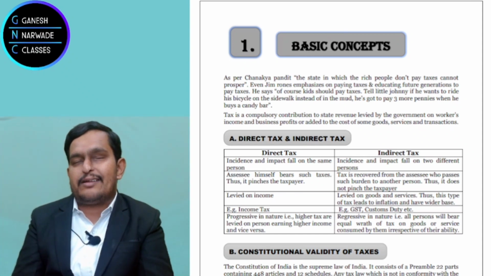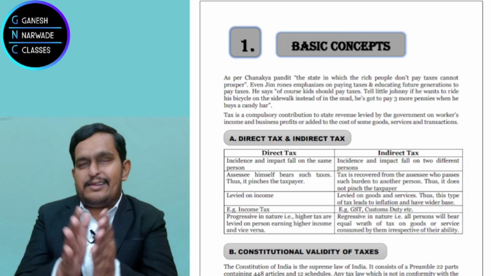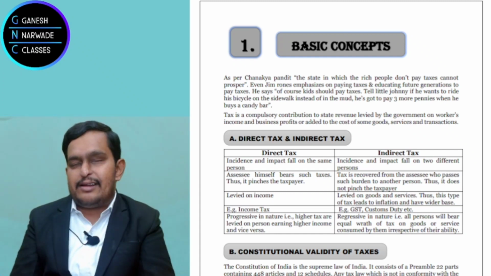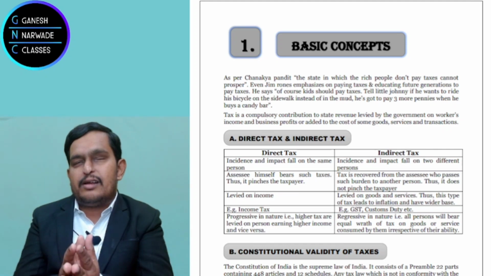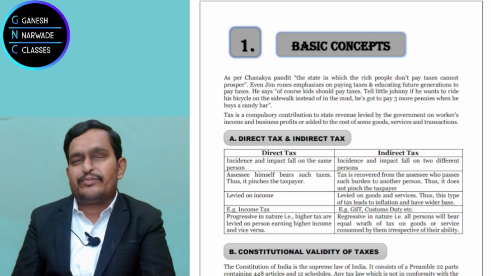Who will pay tax? Either an individual or an organization. Now, an organization may be a commercial organization or a non-profit organization. Everybody pays tax in some form or other. So, tax is a compulsory contribution which individuals and organizations make to the government, right? This is what tax is.